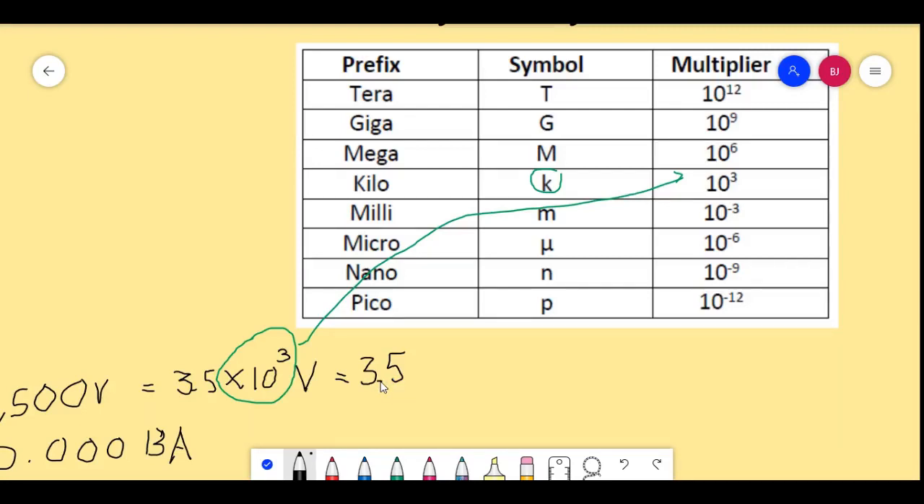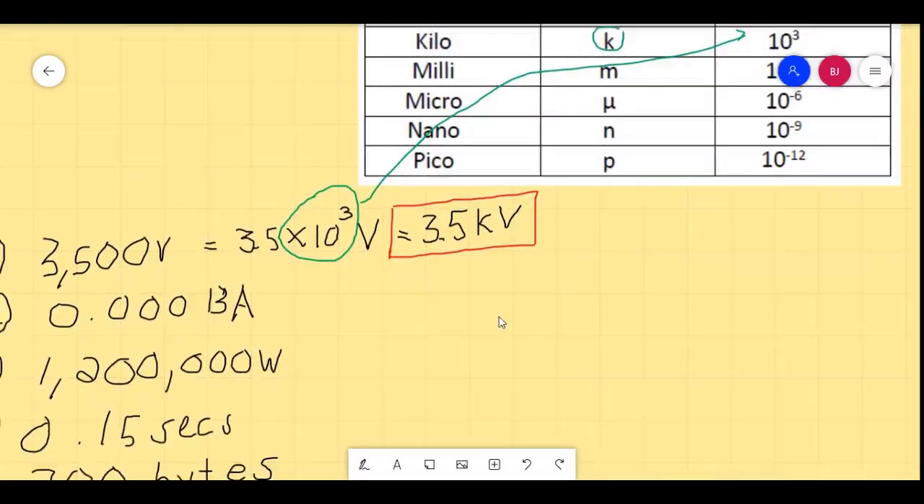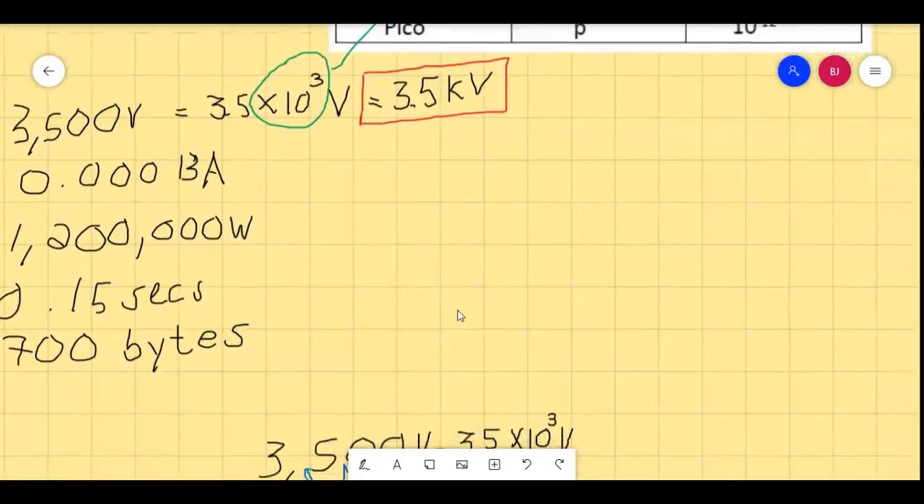Okay. And then we have the times 10 to the 3, which is equal to kilo. Instead of using this prefix, we use this. So we put in K here. And then volts. So this would now be the engineering notation: 3.5 kilovolts.